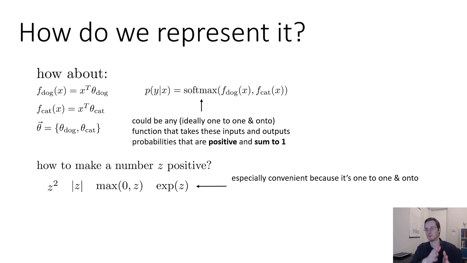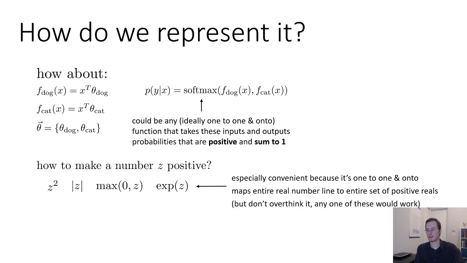So one-to-one just means the mapping from inputs to outputs is unique, so no two inputs map to the same output, and onto means that it maps to the entire range, in this case the entire range of positive numbers. So it maps the entire real number line to the entire set of positive reals. You don't need this property, it's just kind of convenient because then you're not wasting a huge chunk of your number line. So don't overthink it. Any one of these would work. They have different trade-offs, but it's not that critical. But the exponential one is especially convenient, and since they're all okay, the exponential one is the one we're going to use.